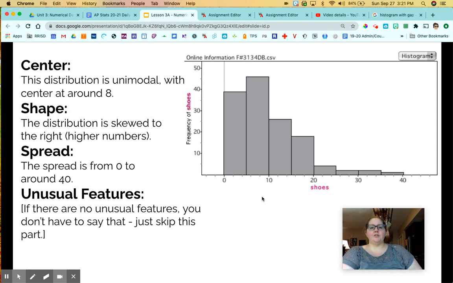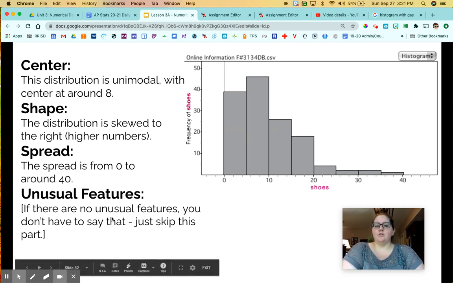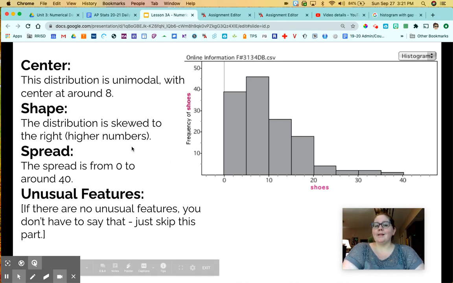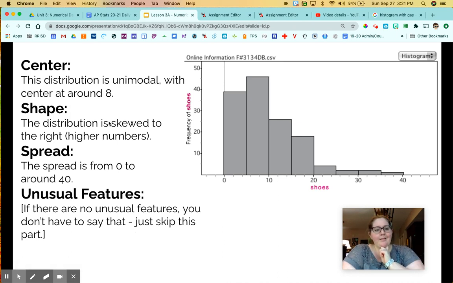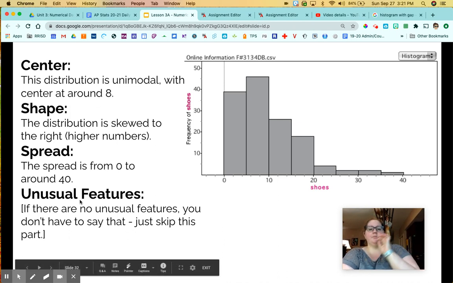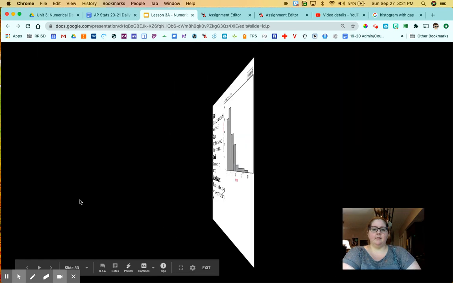So if you don't have unusual features, you can just skip that part, or you can say there are no unusual features. And something I did really poorly on this description is nowhere in here did I mention shoes. So this would lose points if this is what I answered on a test or a quiz. So make sure you are mentioning context.